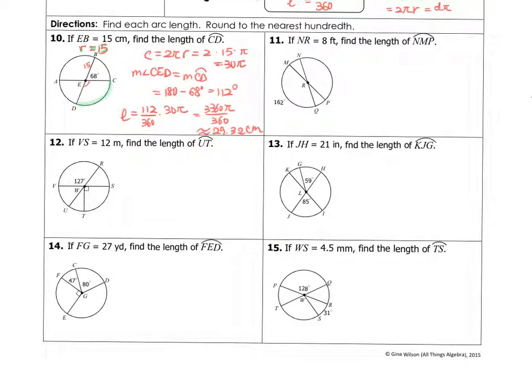Let's look at number 12. If VS is 12, so VS is the diameter, diameter equals 12 meters. Find the length of UT. UT is right here. So in order to find UT, I need to find this central angle. And let's see, what do I know? I cannot quite find the central angle directly, but I can find this angle, VWU, right here.